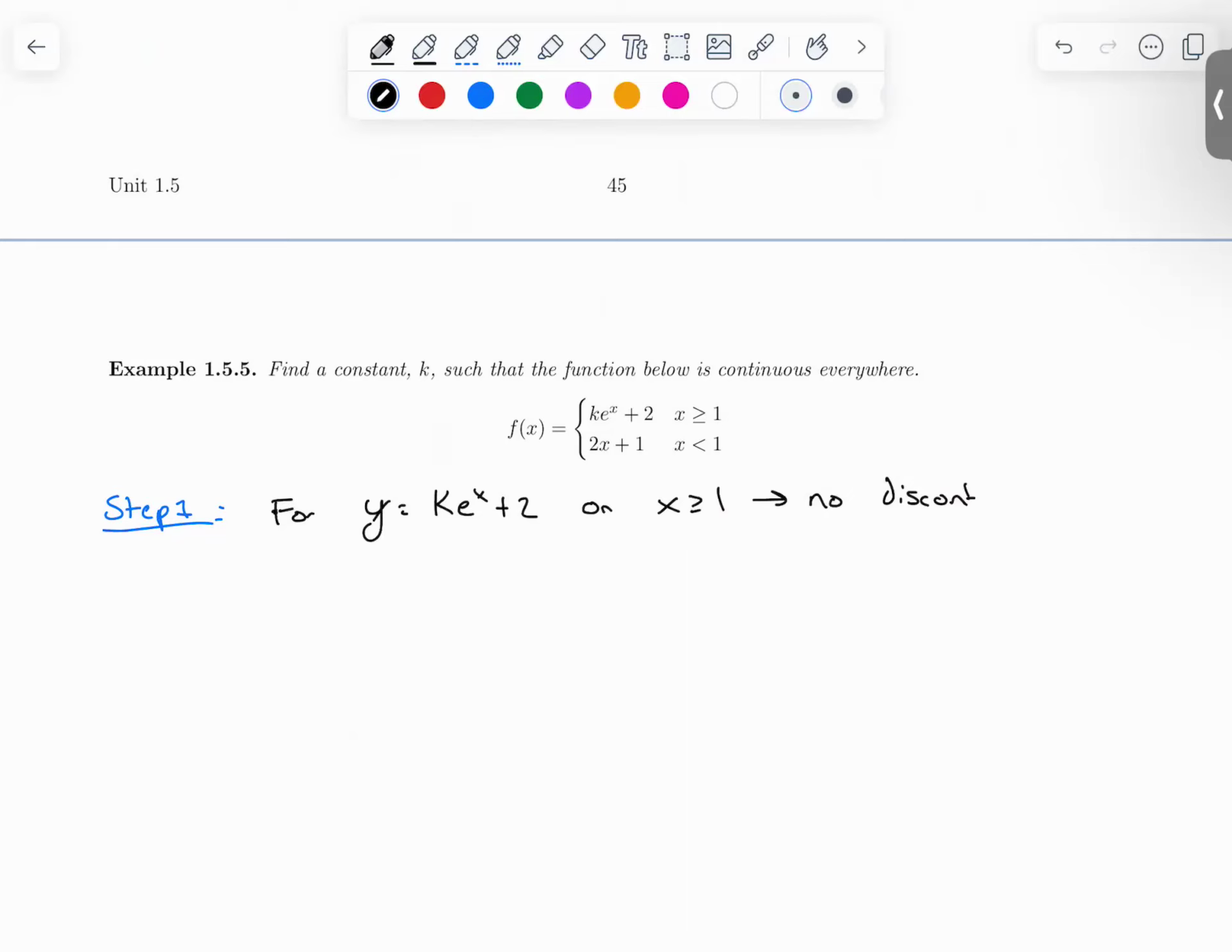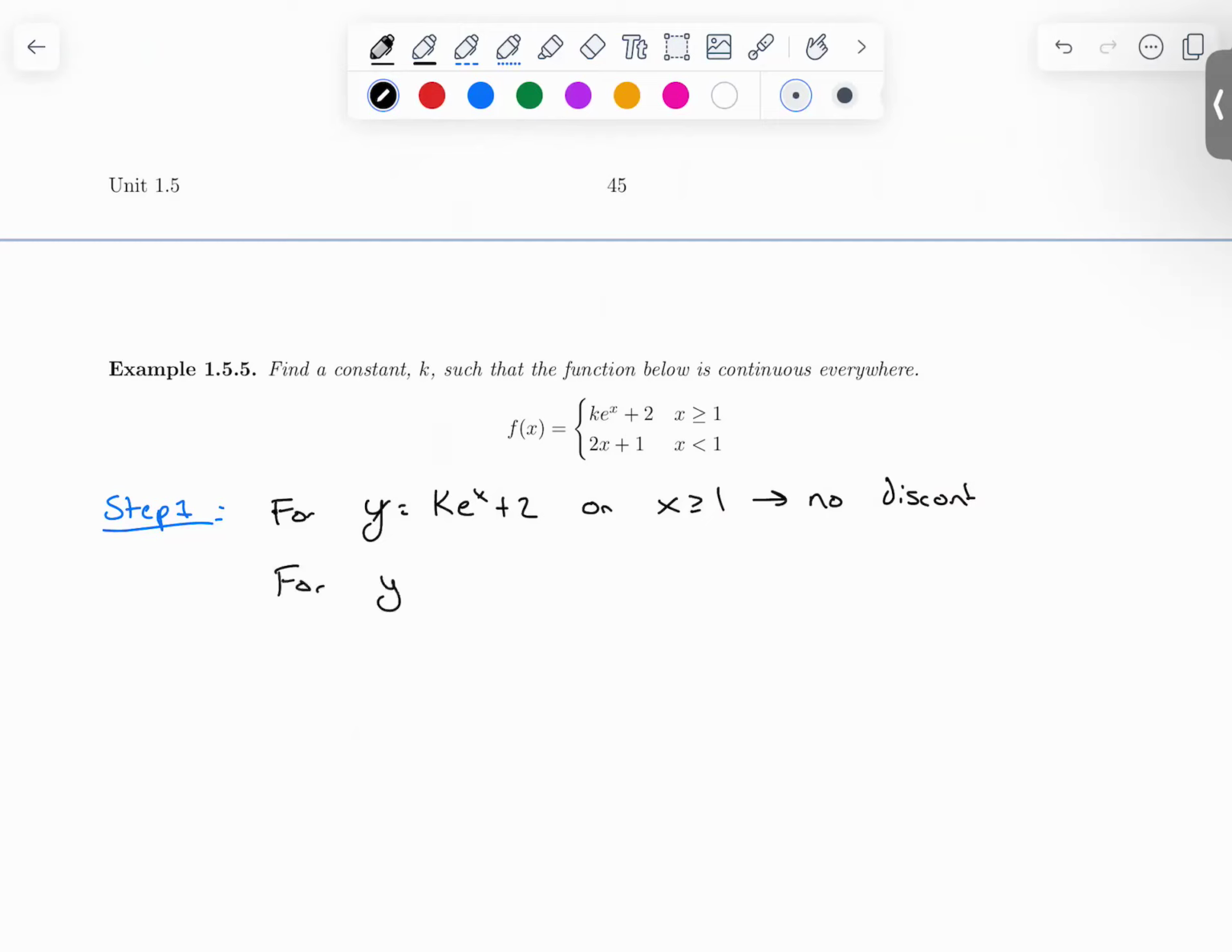But Phil, there's that k there. Remember, k is just going to be a number. We don't know what it is, but it's just a number. k e to the x plus 2 is continuous everywhere because exponential functions are continuous everywhere. You can plug in whatever number you want into an exponential, whether it be -10 billion or +10 billion, and you always get a value. So there's no discontinuities there.